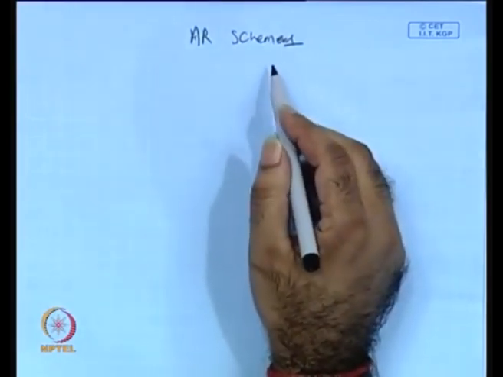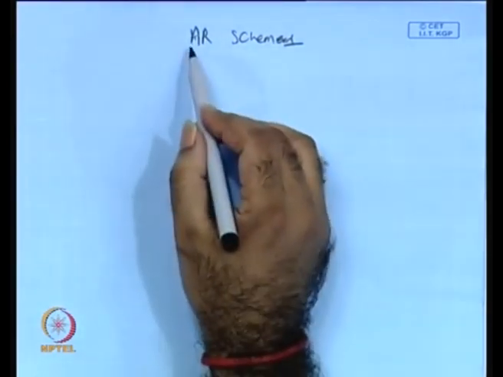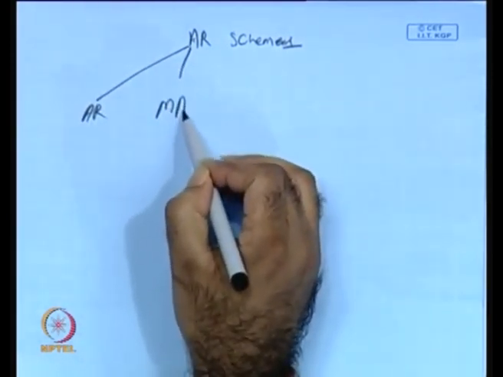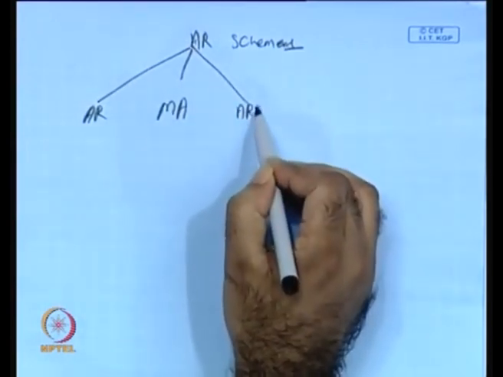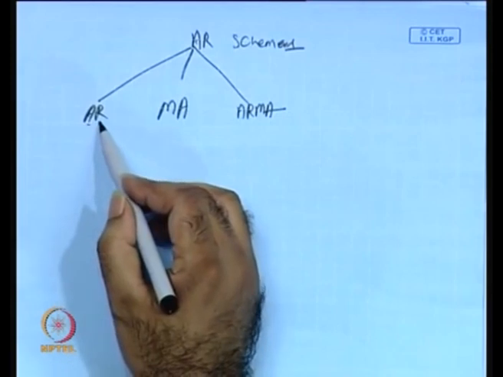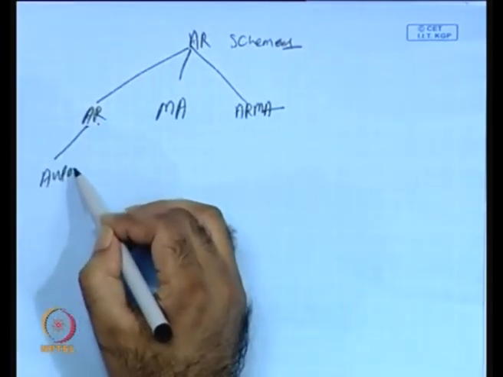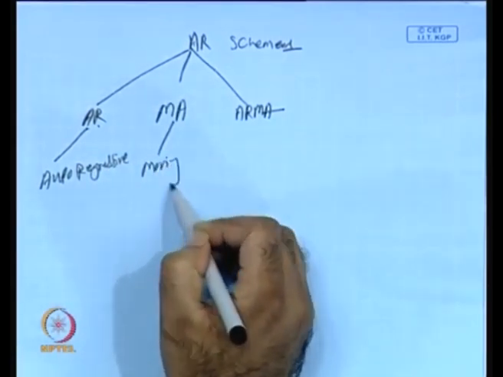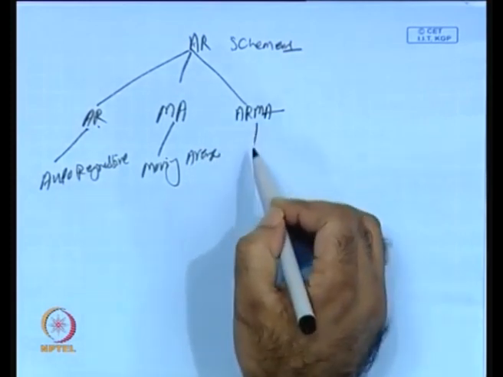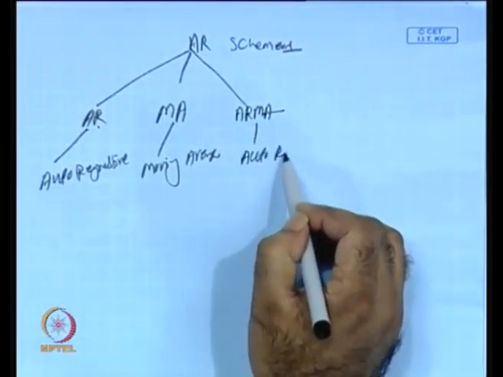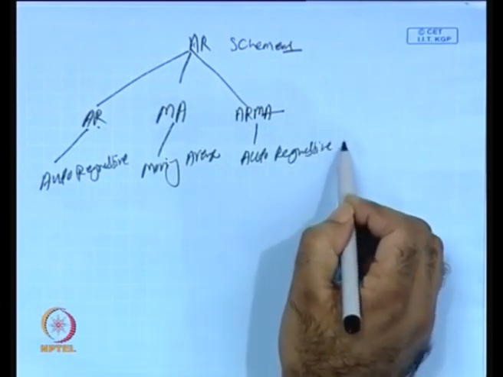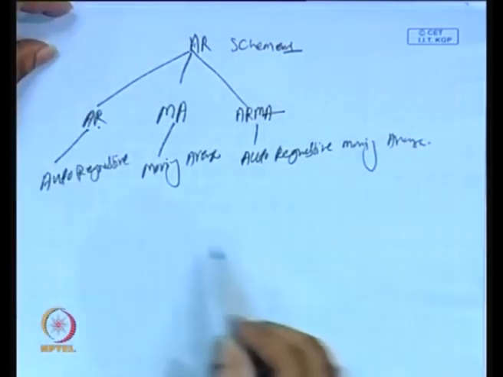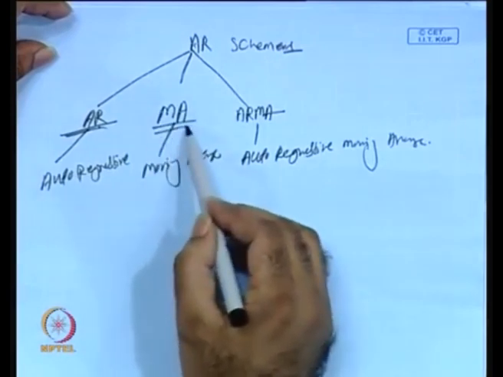Autoregressive schemes we start with. There are various forms of the autoregressive scheme. Initially it is the simple autoregressive models, then moving average models, then their integration, ARMA models. AR stands for autoregressive, MA stands for moving average, and ARMA stands for autoregressive moving average. So, this is one scheme, this is another scheme, and this is another scheme.